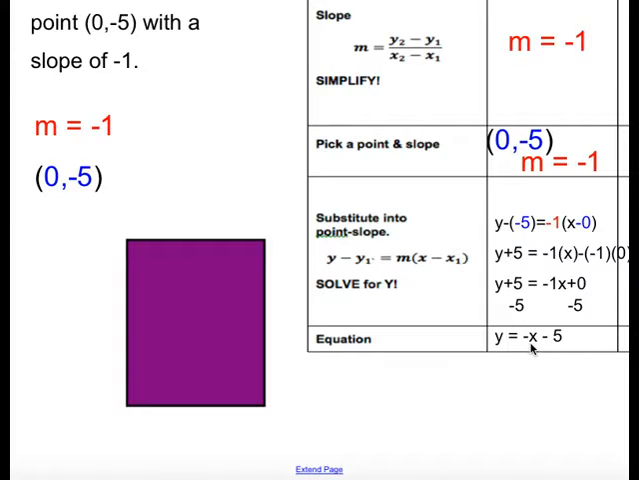Now if you've noticed here, I didn't put the negative 1 in. You can write negative 1x minus 5. But negative x means the same thing as negative 1x. So the proper way we're going to write this is y equals negative x minus 5. Now that being said, what if my slope was a positive 1x? Well, then you would just write x.